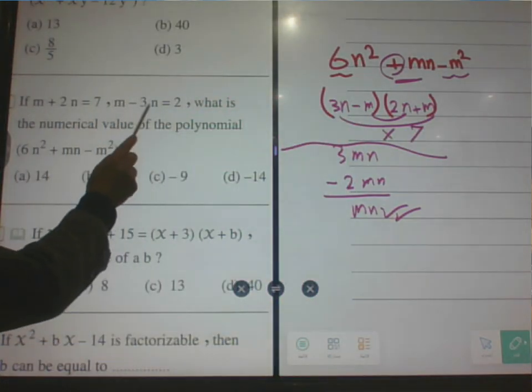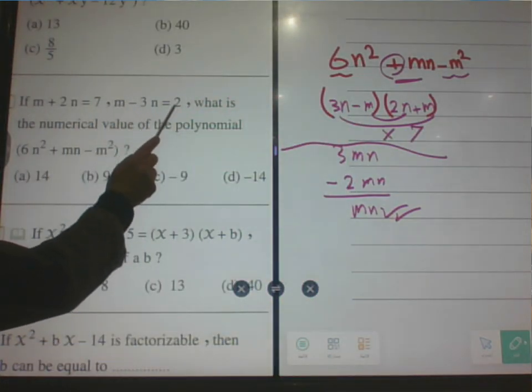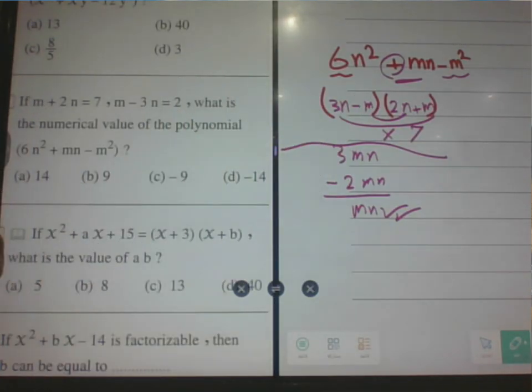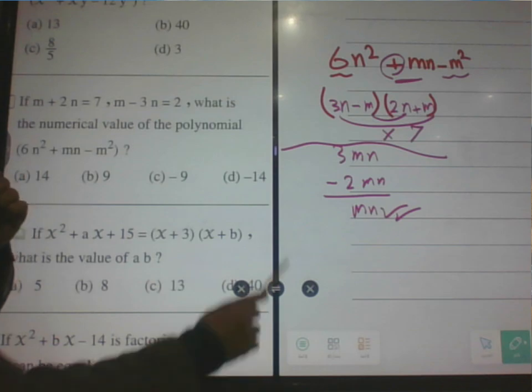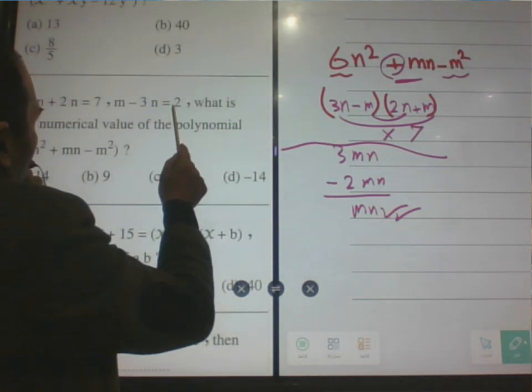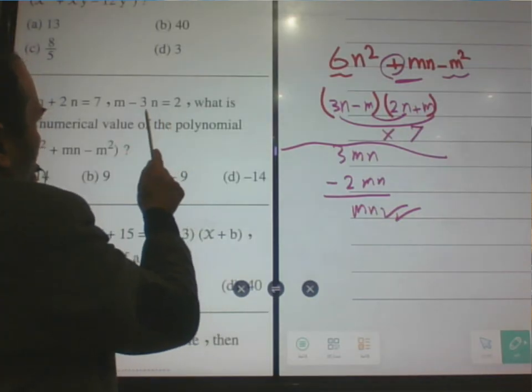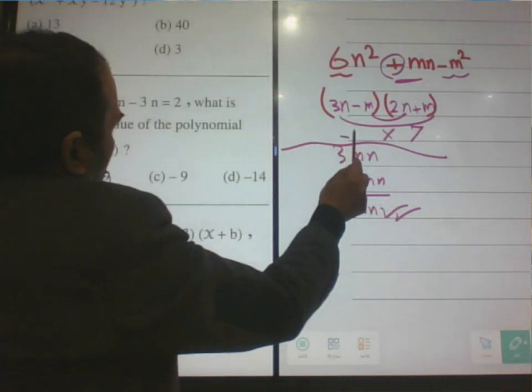Look here, it's the additive inverse. m minus 3n equals 2, then 3n minus m will be negative 2. Okay, pay attention to this. The value of 3n minus m will be negative 2, because m minus 3n is the additive inverse of this expression. Additive inverse is product by negative, so the answer here will be negative 2.